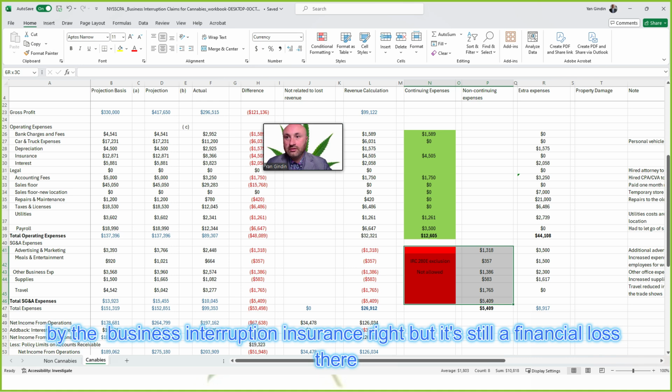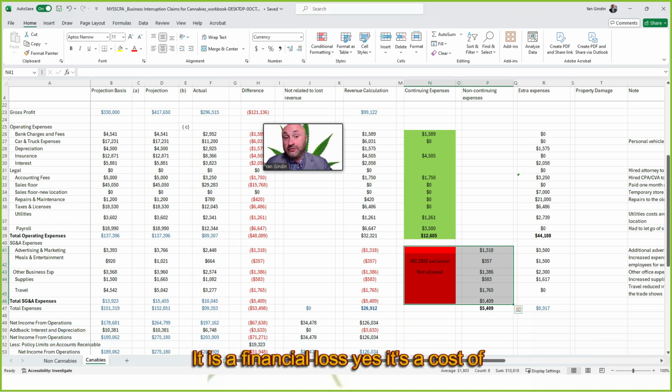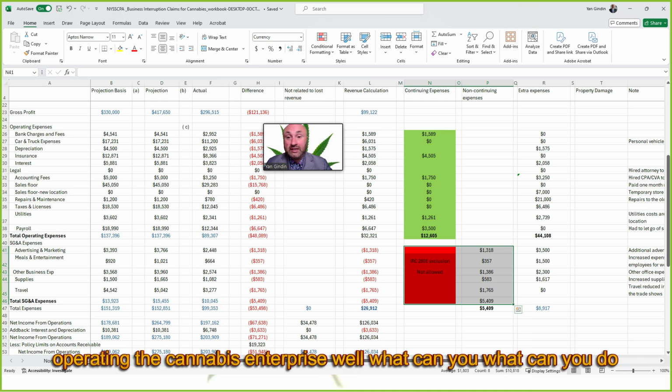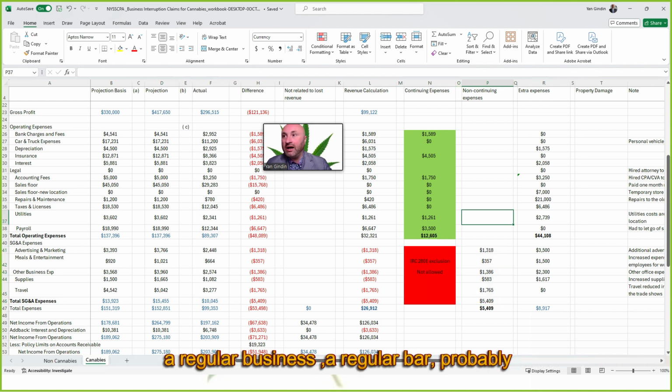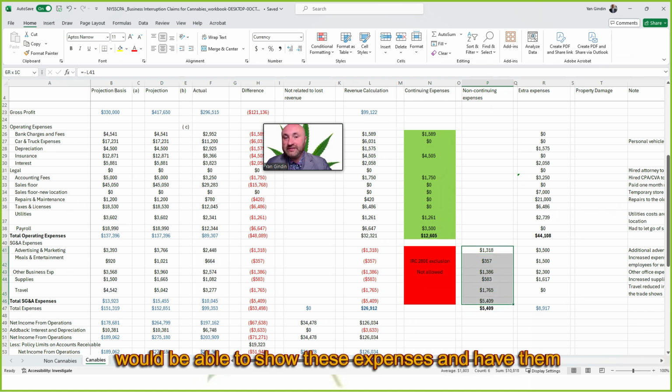Right. But it's still a financial loss. It is a financial loss. Yes, it's a cost of operating in the cannabis enterprise. Well, what can you do now? A regular business, a regular bar, probably would be able to show these expenses and have them reimbursed by the insurance. But these are the facts of life.